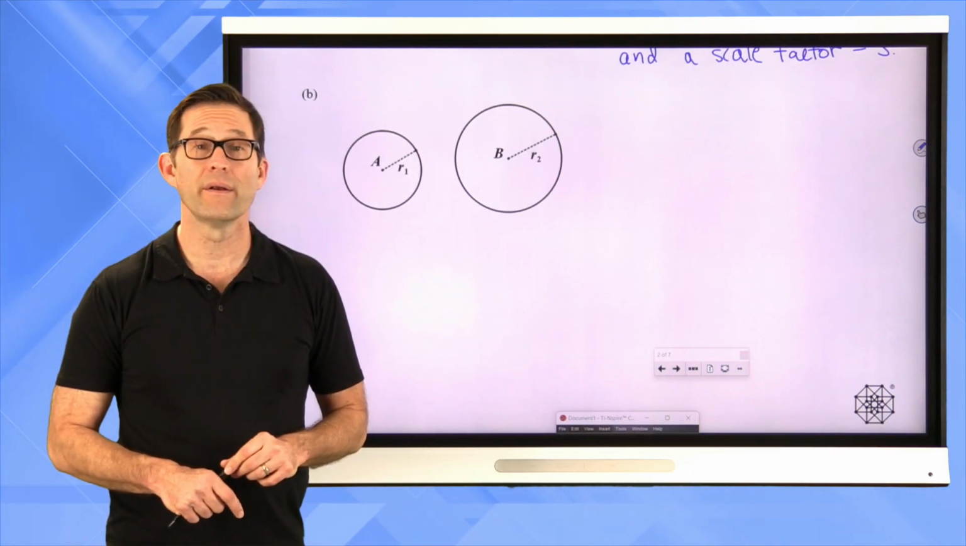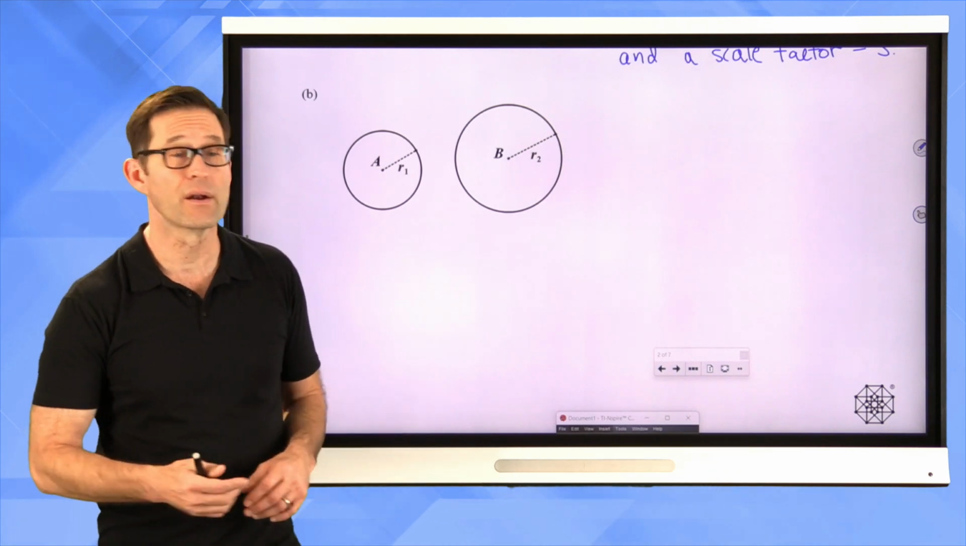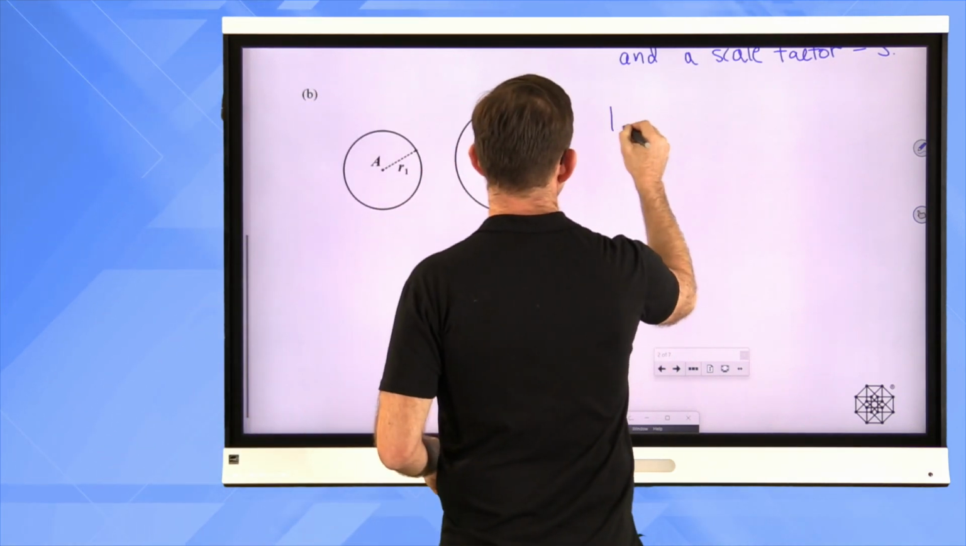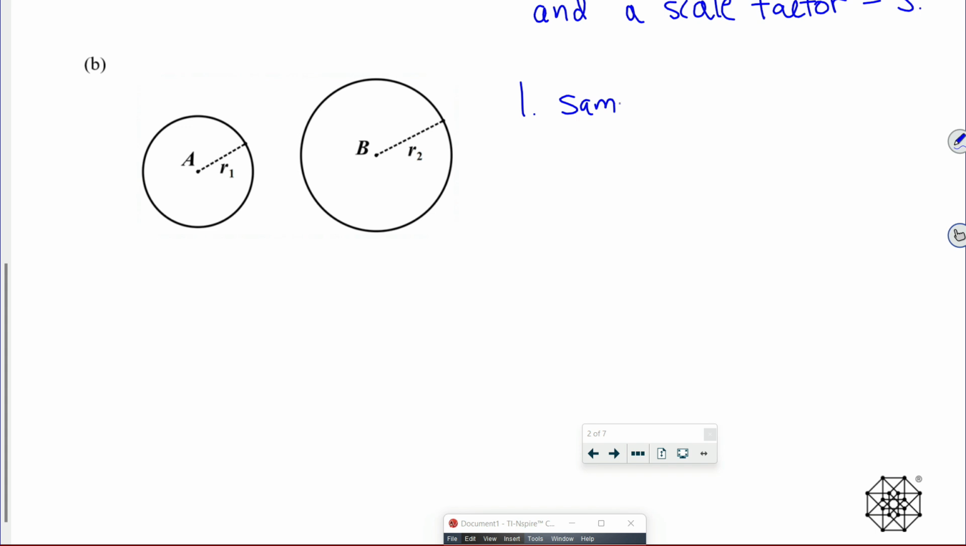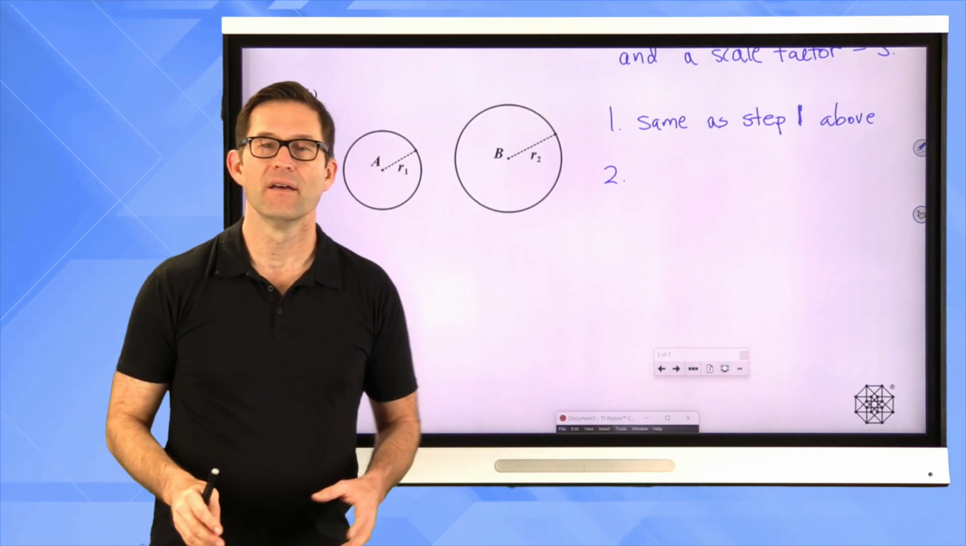All right, well, step one is the same as above. And I'm going to literally write that down, and I would suggest you do as well. Same as step one above.